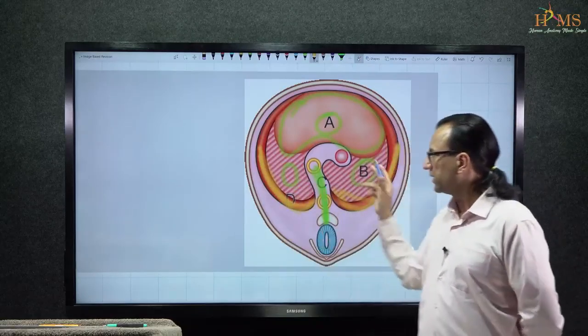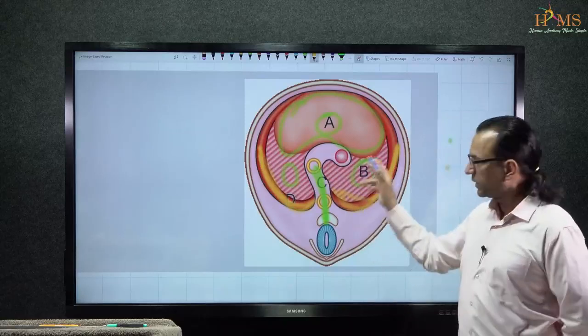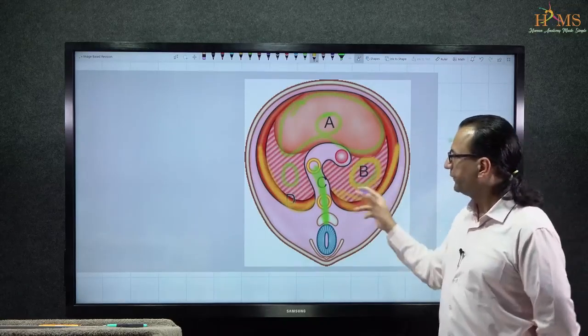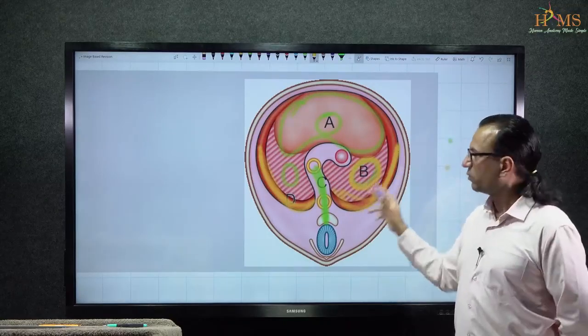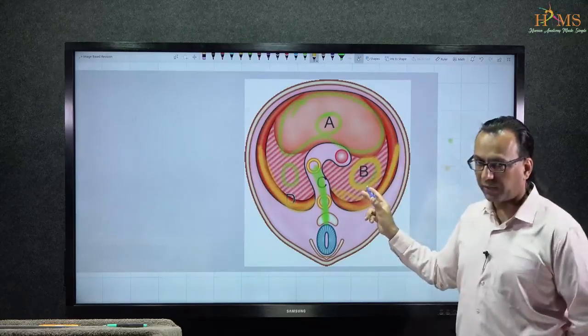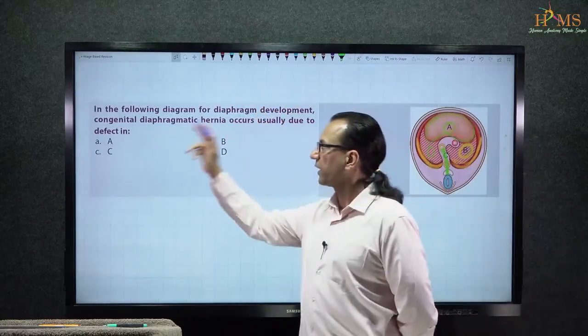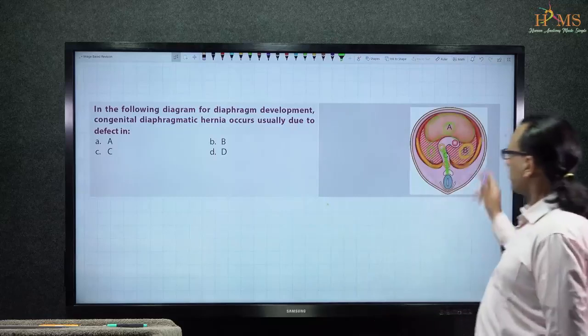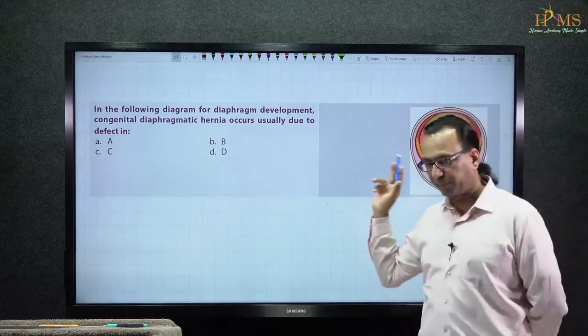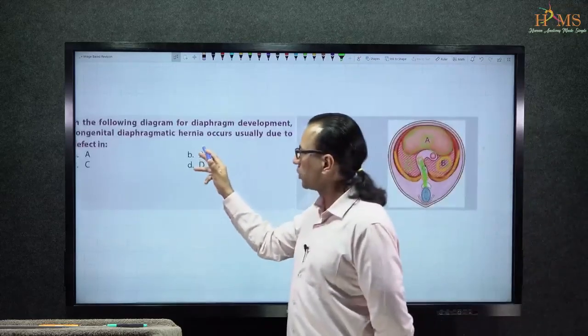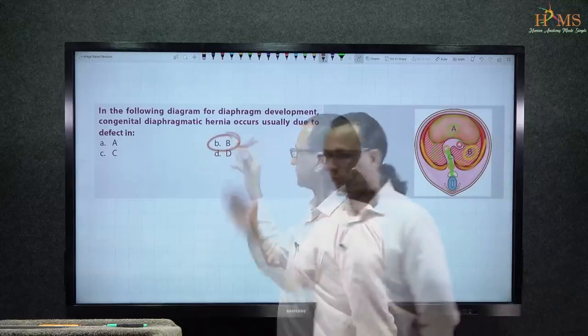So the deficiency was actually in the membrane, especially the left pleuroperitoneal membrane. Marker B is our answer, leading to Bochdalek foramen and Bochdalek hernia. So congenital diaphragmatic hernia, Bochdalek hernia, marker B, the deficiency in the left pleuroperitoneal membrane. That should be our answer, choice number B.